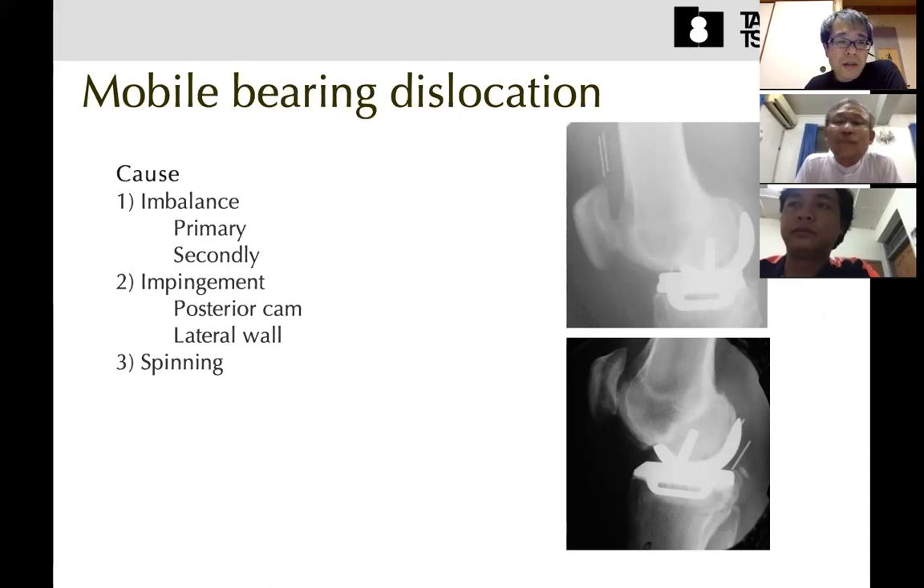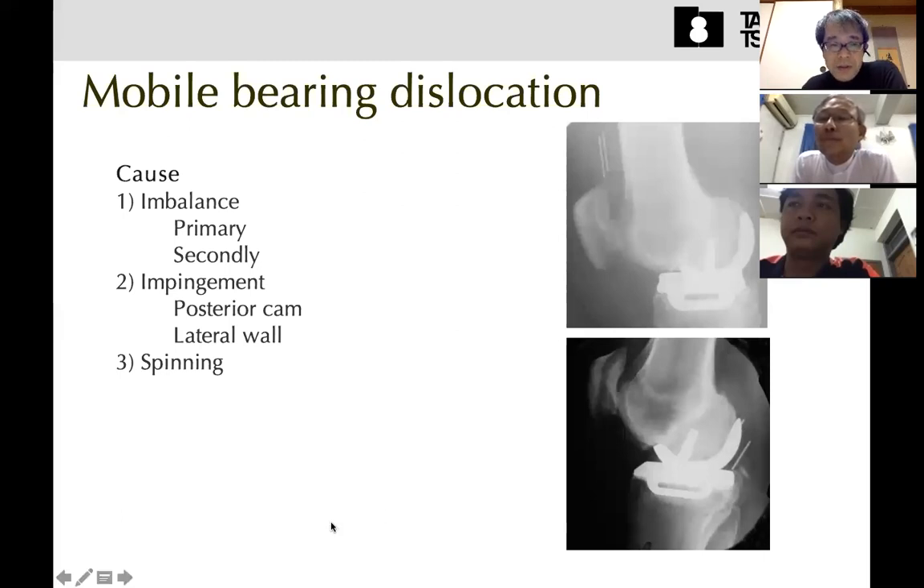The second cause is impingement. It can be caused by the posterior cam, meaning some osteophyte here or some remnant meniscus here. During deep flexion, the osteophyte or remnant meniscus can push the bearing anteriorly, which can cause anterior dislocation of the bearing on the lateral wall. I will explain the details of this mechanism later.